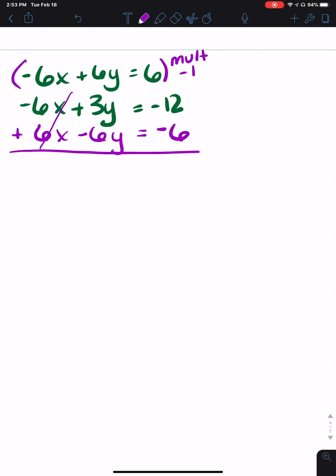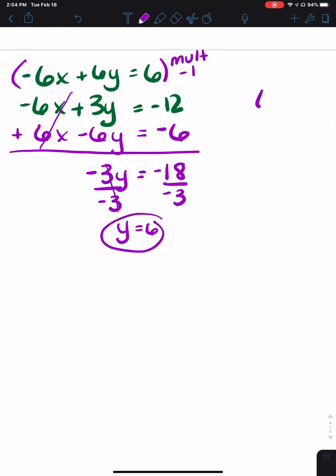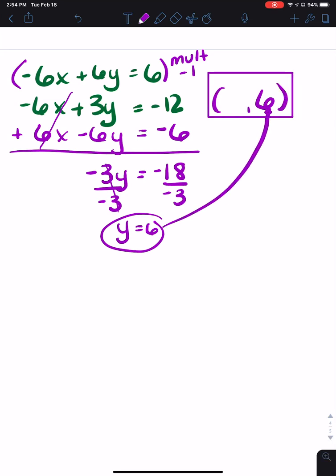So these are going to cancel. So 3y and negative 6y is negative 3y. Negative 12 and negative 6 is negative 18. Divide both sides by negative 3, and I get y equals 6. So in my point, my y value is 6. So now I need to find x.